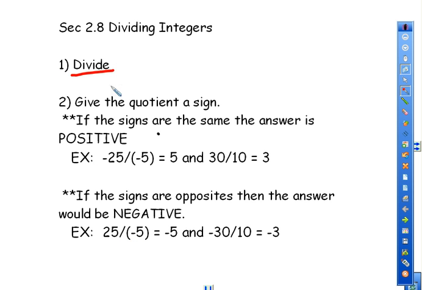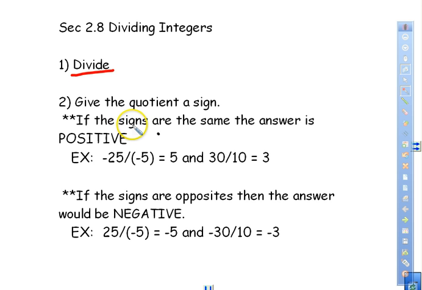Okay? So again, the first thing you do, as you did with the multiplication part, is simply divide. So you're going to look at the two numbers and divide them. No matter what the signs are, you're going to divide to get that answer. So 25 divided by 5 is going to give you 5. 30 divided by 10 is going to give you 3. But the difference is, okay, actually there is no difference.